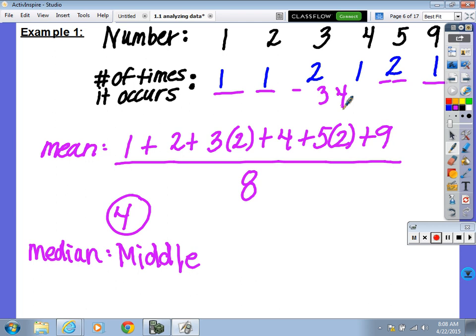So to find the actual middle number, you'll sum up 3 plus 4 and then divide it by 2. So you will get 3.5. So our median, our middle number, would be 3.5.